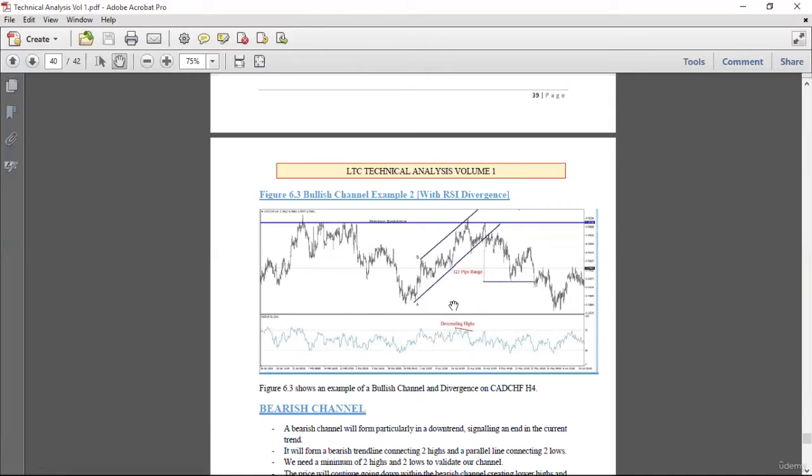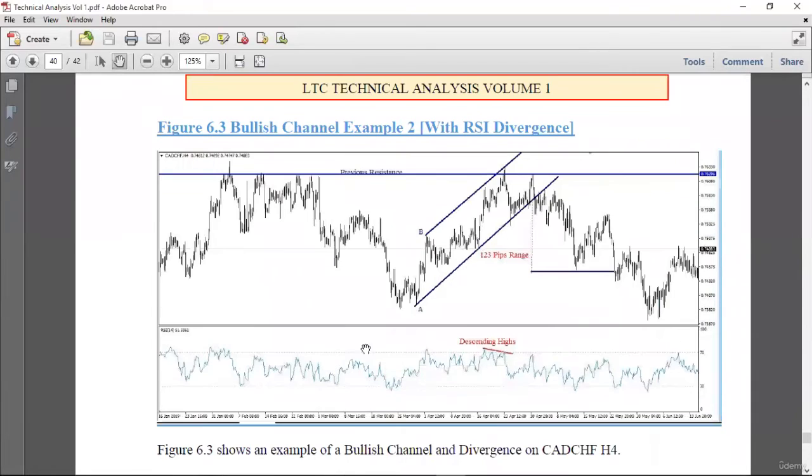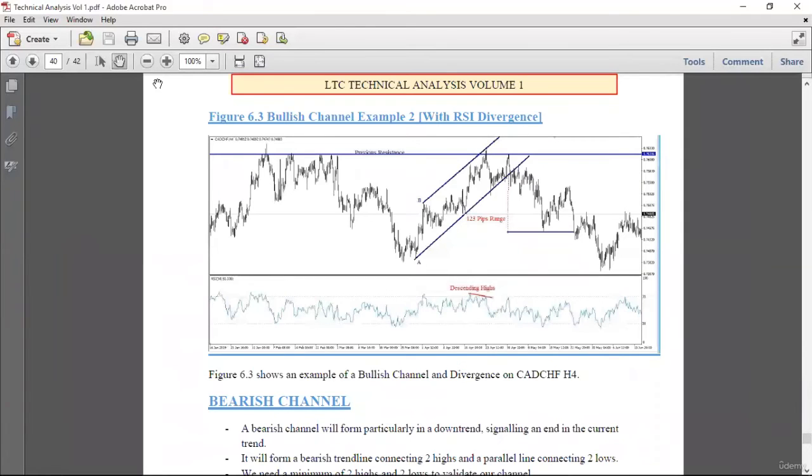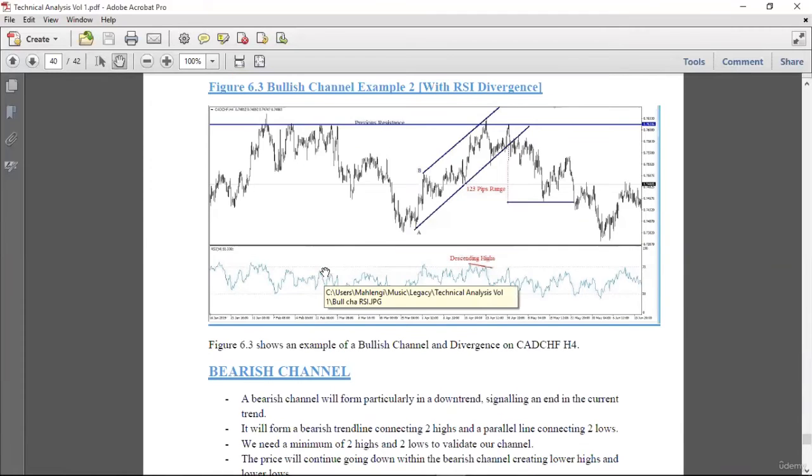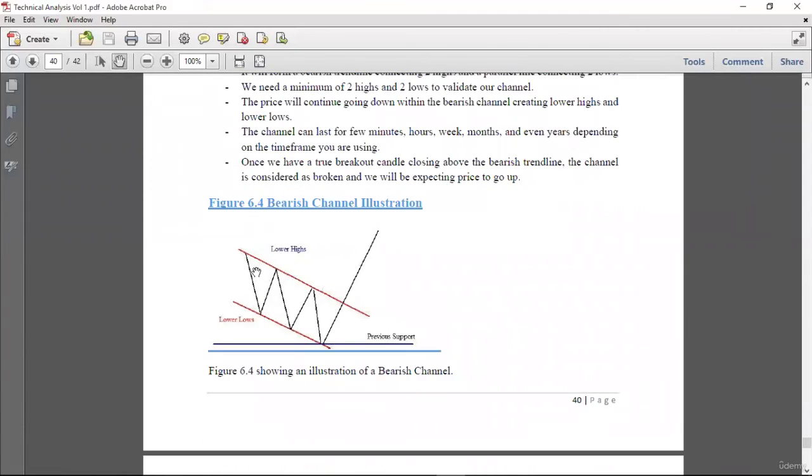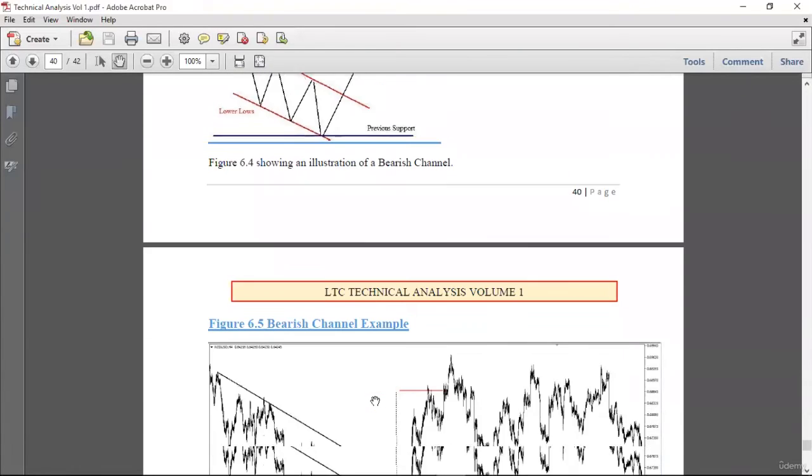Also, as you can see here, at some point, divergence will happen like this. It's not diverging all throughout from that first high to that low. It's just towards the end. Look at this. This is high. This is higher than this, and this is lower than this. You will have to train your eye to see this. That's a bearish channel.